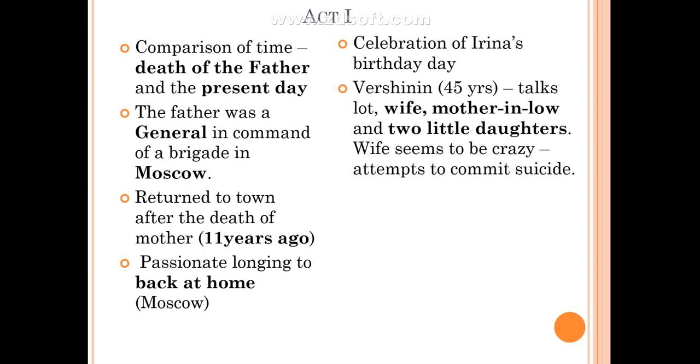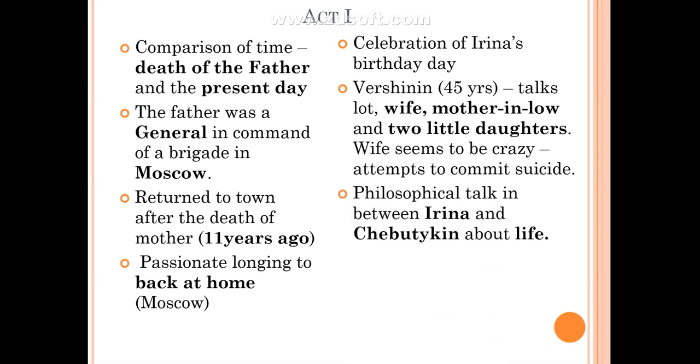He is a military man, got married, has two daughters, a mother-in-law and a wife, but he is not happy in his life. Then the act goes to the philosophical talk between Irina and Chebutykin. Chebutykin is nobody but the army doctor, and he stays in the Prozorov family as a paying guest, on rent. For your information, Chebutykin has not paid the rent for the last 8 months to the three sisters.